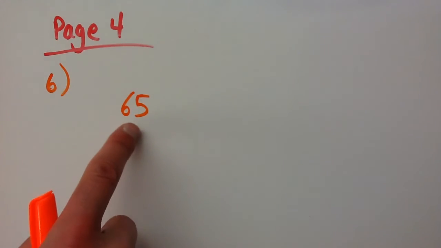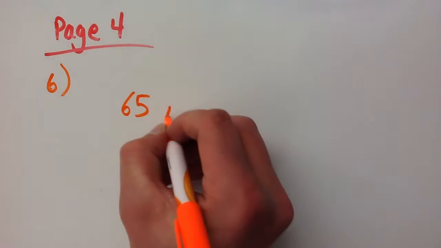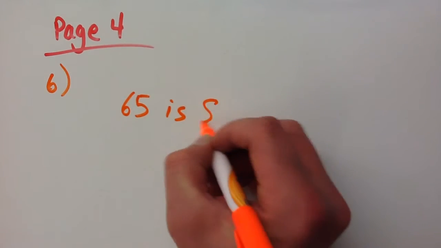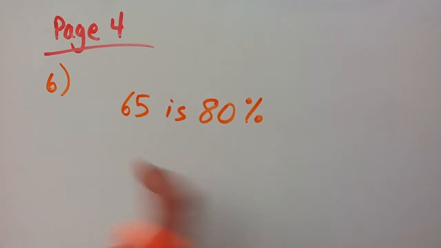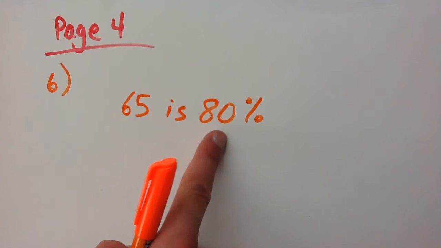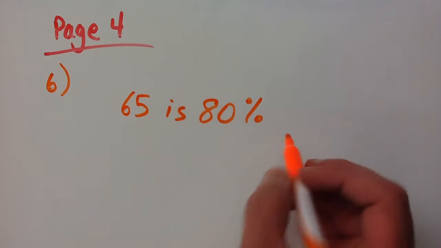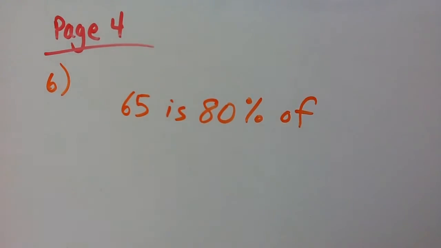trip. So this 65 miles is 65 is how many percent? How much percent? 80%. 65 miles is 80%. Then you see of after the percentage, right? So 65 is 80% of what? Of the entire trip. So let's use T for trip. So 65 is 80% of the trip, of T. So write this down in the box for number 6.